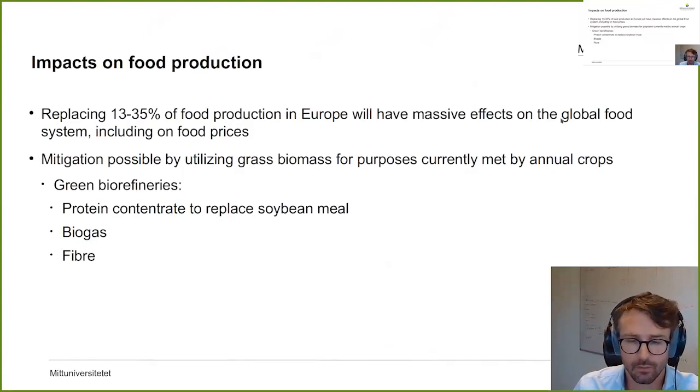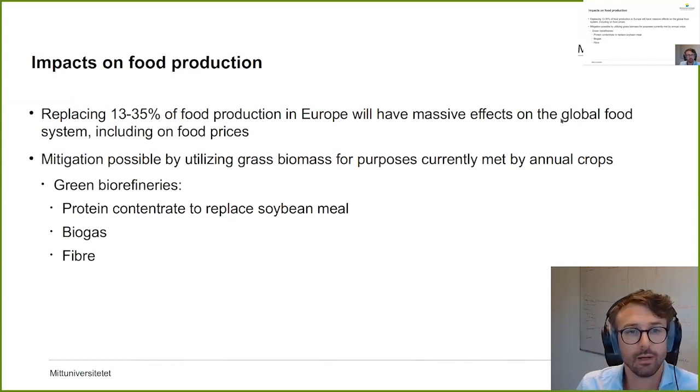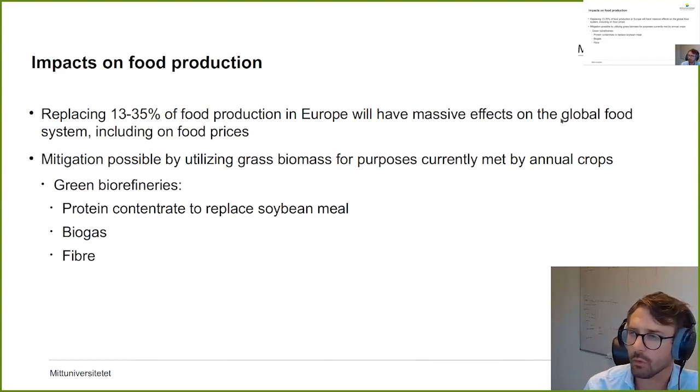It's quite trivial that replacing up to a third of food production in Europe will have massive effects on the global food system, including the impact on food prices, which also means the de facto availability of food, at least in poor countries. So this is not something to take lightly. But then we can ask ourselves, how could we mitigate this? Because this looks like a pretty good idea. Well, one way of doing it is to use the grass for purposes that are currently met by annual crops.